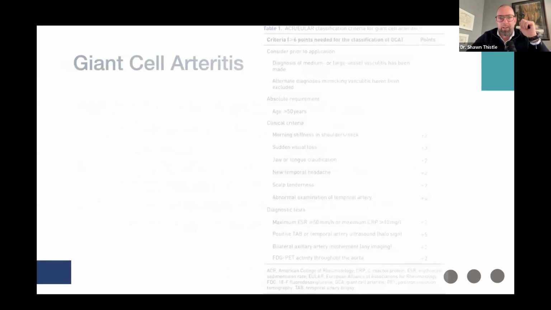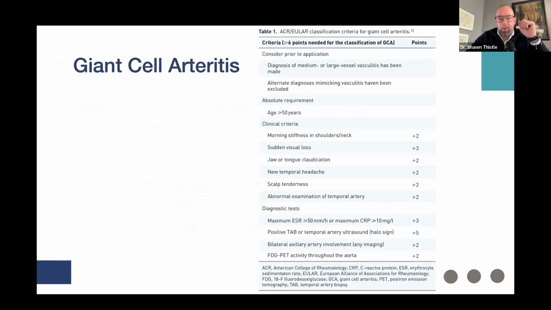I'm sorry for the small graphic here, but the absolute requirement partway down is they have to be 50 years or older. And all they need here are 6 points. These are the American College of Rheumatology and the European Union or League of Rheumatology, whatever EULAR stands for. Clinically, you're looking for morning stiffness in the shoulders or neck, sudden visual loss, jaw or tongue claudication, a new temporal headache, scalp tenderness. Those are the two things that would generally bring them into our office.